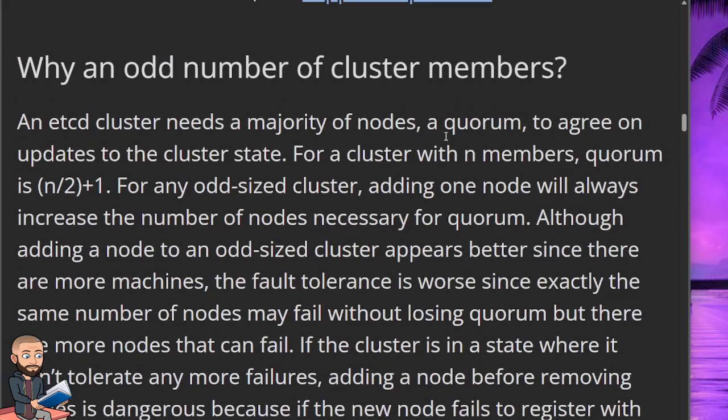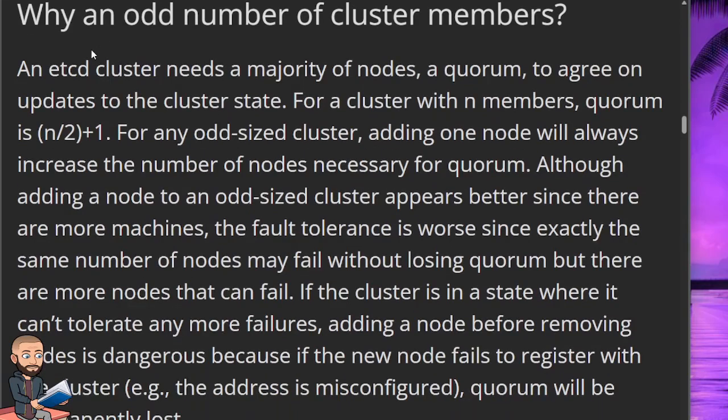This next question is an interesting one. Why an odd number of cluster members? Like, why does it have to be? Well, an etcd cluster needs a majority of nodes, a quorum, to agree on updates to the cluster state. For a cluster with n members, quorum is n divided by 2 plus 1.